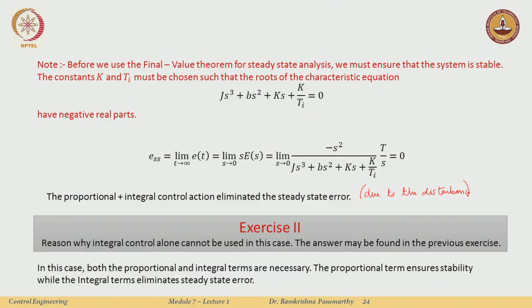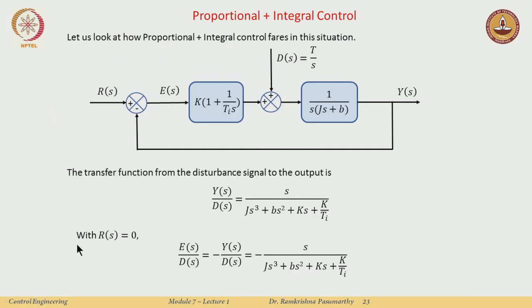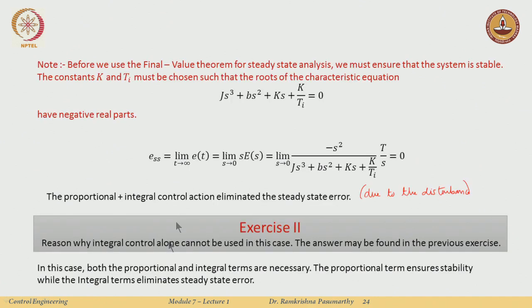Which means the effect of disturbance can be nullified in the system. Now, you may ask a question, why did I not choose only an integral control action? Why do I need K plus 1 over TIS? Why not only this guy, 1 over TIS or K by 1 over TIS? Well, the answer may be found in the previous exercise. So, just try to write down things and then the answer is very obvious there, right.